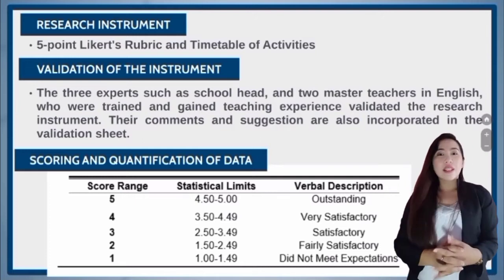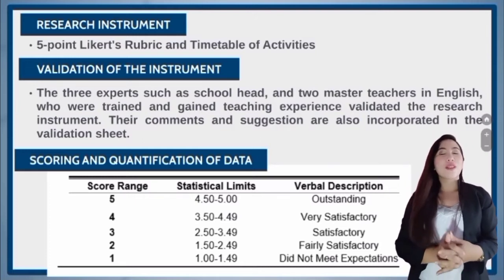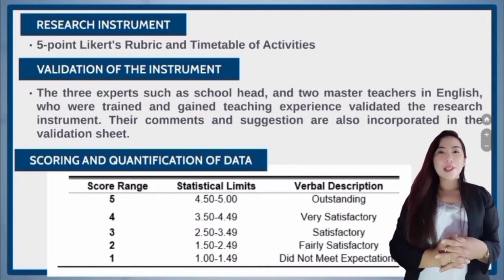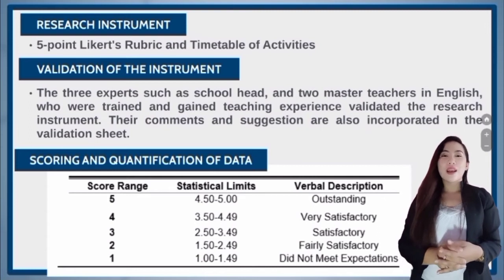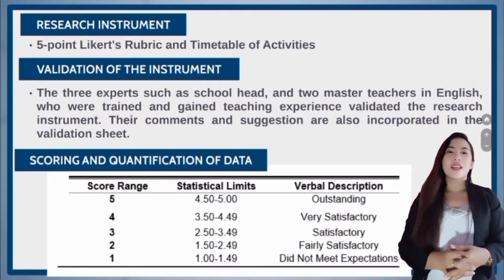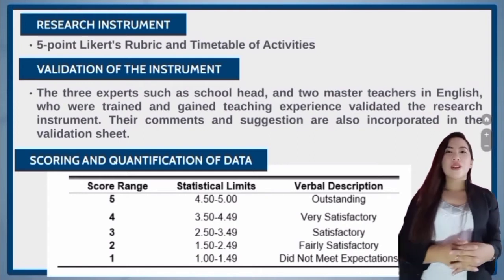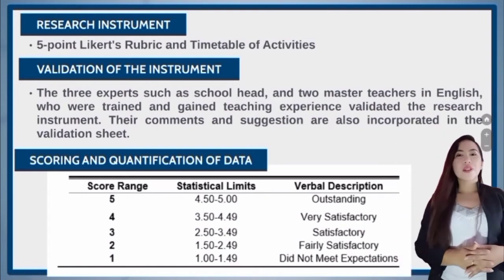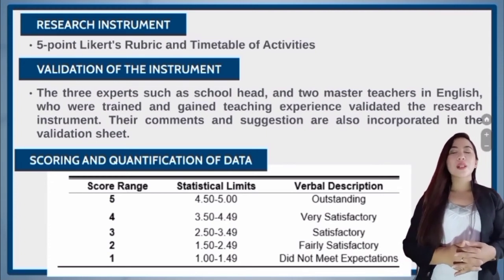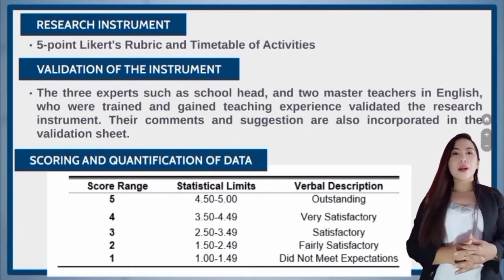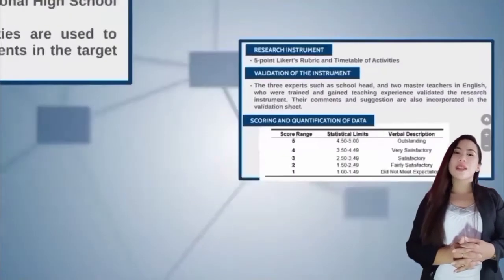To achieve the validity of the instrument, the researchers sought the expertise of 3 experts in the field. The 3 experts, such as the school head and the 2 master teachers in English, who were trained and gained experience, validated the research instrument. Their comments and suggestions are also incorporated in the validation sheet. Scoring and quantification of data. To measure the performance of the grade 8 students and the level of speaking fluency, the study used Likert's 5-point scale rubrics. The numerical scale, statistical limits, and verbal descriptions are presented in the table.